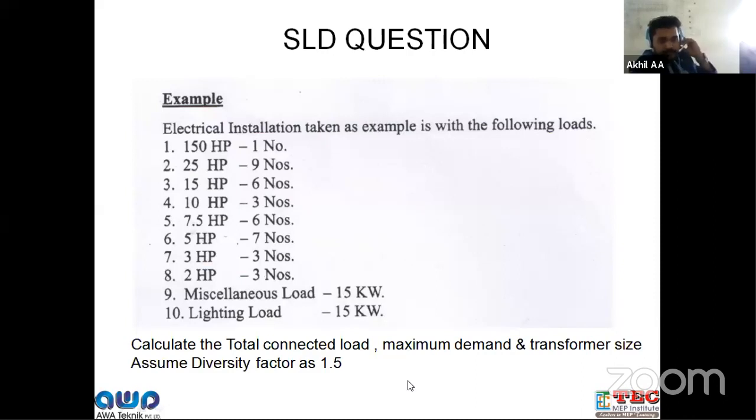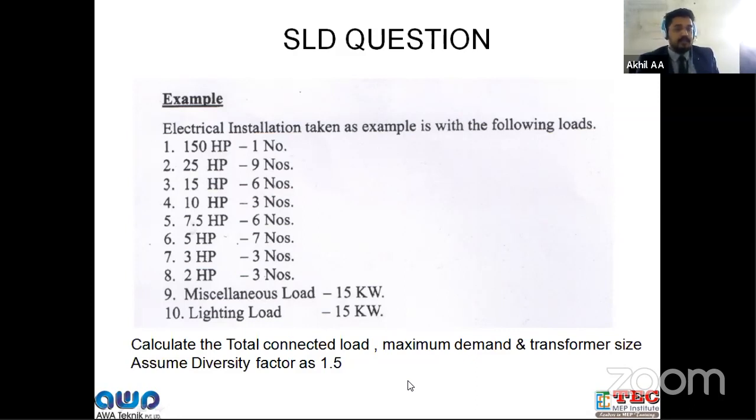Please do the calculation. You can give the answer in the chat box. Initially, you can calculate all the motor loads. Then you need to convert into kilowatt, that is, 1 HP is 0.746 kilowatt. After converting, you have the miscellaneous load and lighting load. You have to add them with it. That is the total connected load.